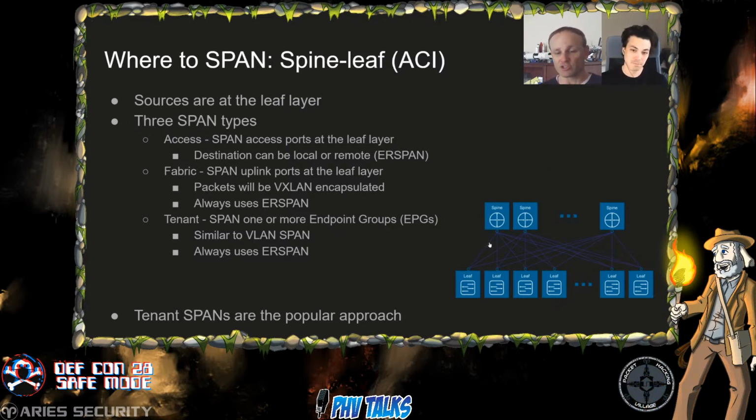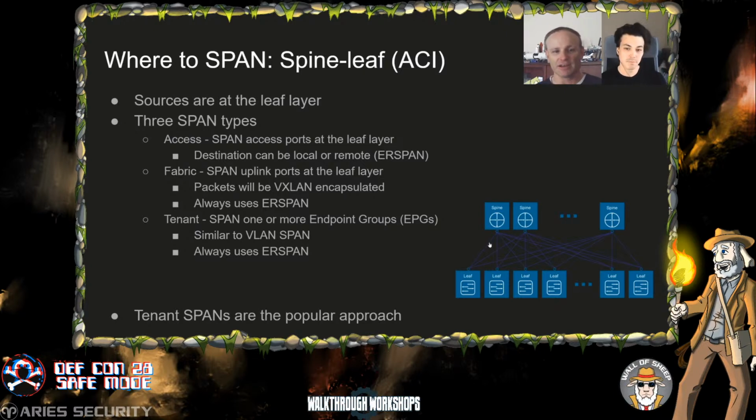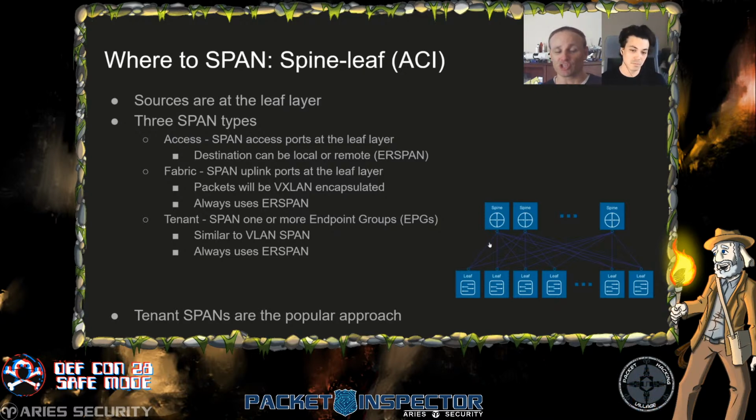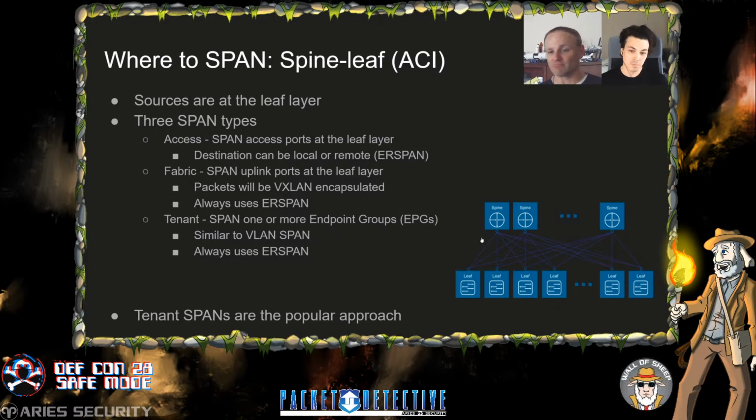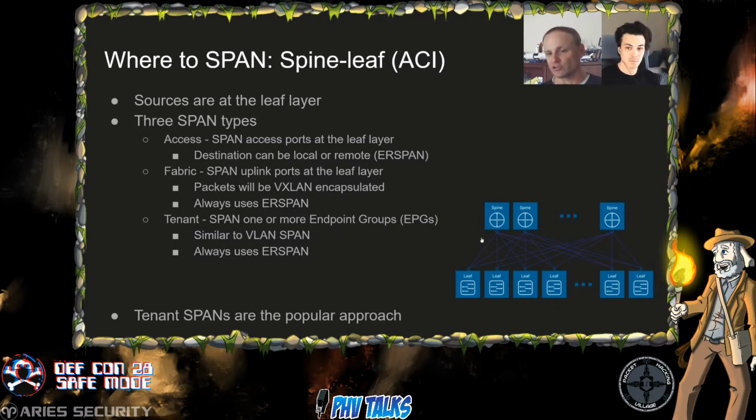And then the final one, which is the one I, at least personally, have used and dealt with the most, is what they call a tenant span. That spans 1 or more endpoint groups. It's sort of beyond the scope of this presentation to get into what an endpoint group is. It's somewhat similar to a VLAN, though, and that's why it ends up being a pretty popular approach, because it's a good way to target assets. And kind of nice in spine leaf, it doesn't really matter. This endpoint group can be on all different leaf switches, and because it all uses ERSPAN, you can pull it all back to one spot and send it over to your analysis solution or your aggregation network.